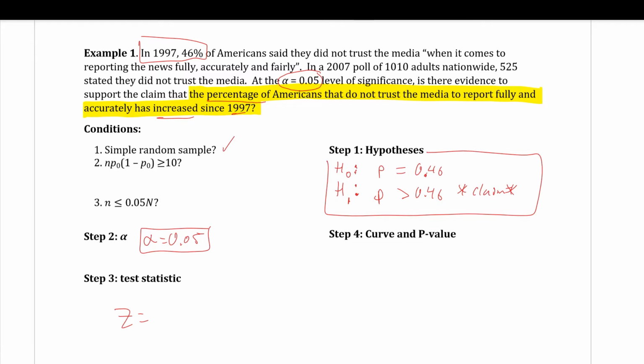And then is this condition met? n p0 times 1 minus p0. All right, what was our sample size? What's our n here? They took 1,010 adults times p0. The 0 in p0 just tells you that this is coming from the null hypothesis. That's 0.46 times 1 minus 0.46. And what do we get? 250.884, which is clearly greater than 10. So no issues there.